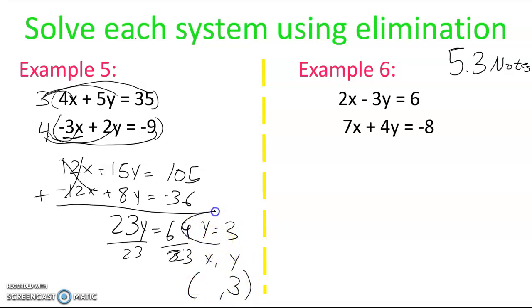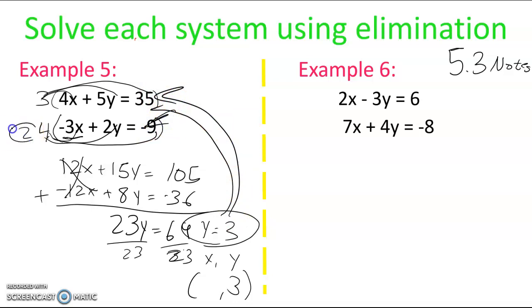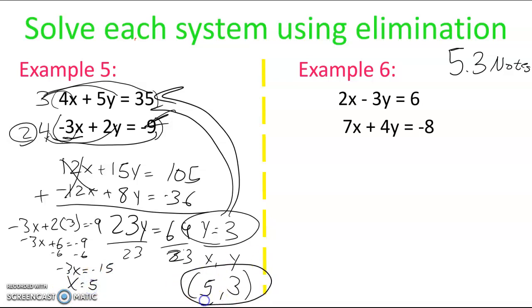Now, remember what I have to do now. I have to take this y and plug it back into one of my equations. And again, I just recommend choosing the equation that looks easier for you. I'm going to use this second equation to plug in for y. So I'm going to do negative 3x plus 2 times y, which is 2 times 3, is equal to negative 9. That turns into negative 3x plus 6 is equal to negative 9. I subtract the 6 on both sides. I get negative 3x is equal to negative 15, and then x is going to equal a positive 5. So that's the answer for that one right there.